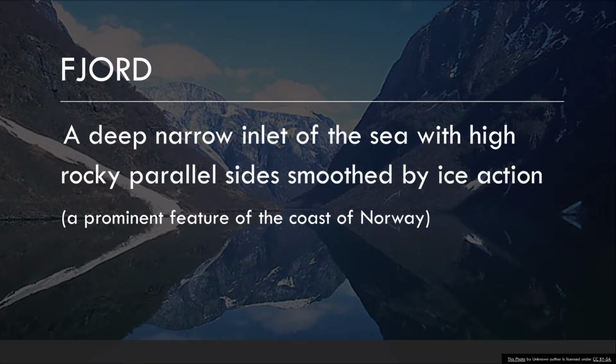What do we mean by smoothed by ice action? Well, there used to be a glacier that inhabited that particular area. And as the glaciers receded at the end of the Ice Age, they left behind these beautiful natural features known as fjords. And we're going to look at some of the more famous ones in the world.